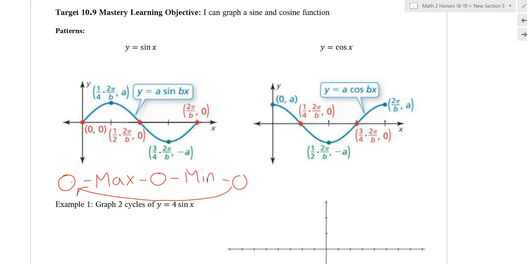In a cosine function, it starts at its max, and then goes 0, min, and then to the 0, and then to the max. And again, that max is really back to here. Okay?